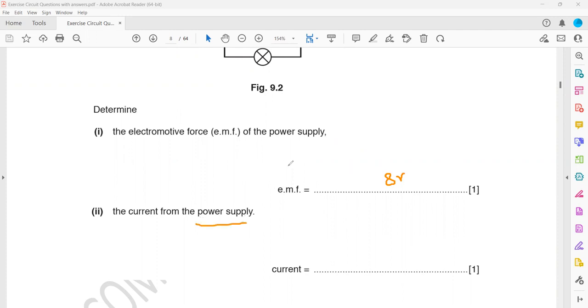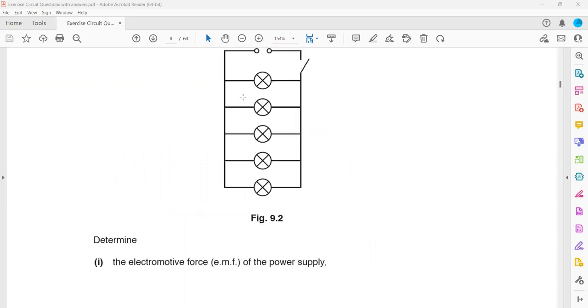The current from the power supply: how do we work out the current from the power supply? There are 5 lamps. When there is 8 volts, we already worked out that the current in each lamp was 0.72 ampere, because this is a continuation of the question. This is also 0.72 ampere, this is also 0.72 ampere, and this one and this one also. So they all have the same current, but the question is, what is the total current from the supply?